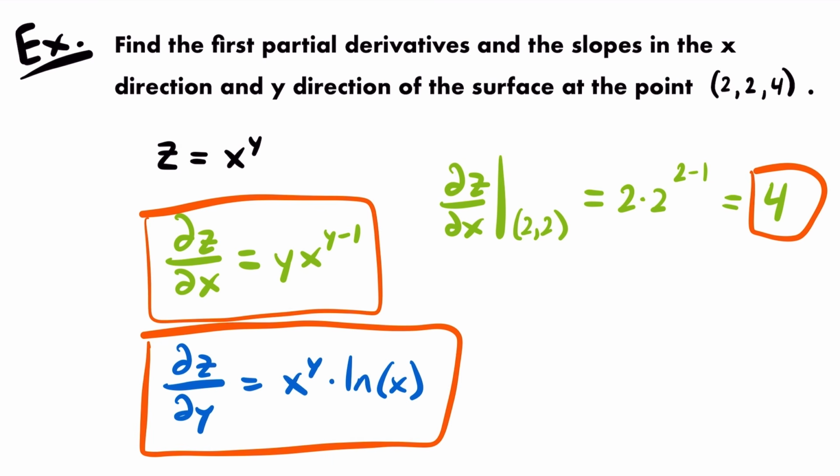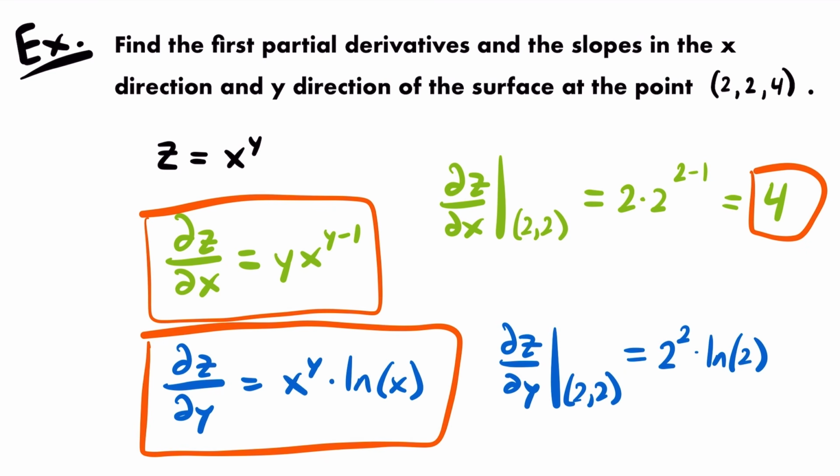But now let's find the slope in the y direction. We're going to take dz dy and evaluate it at 2, 2. So plugging in 2 for x and 2 for y, we get 2 to the power of 2, or 2 squared, times the natural log of 2. And 2 squared is 4, so this just becomes 4 times the natural log of 2. That right there would be the slope in the y direction on this surface at this point.